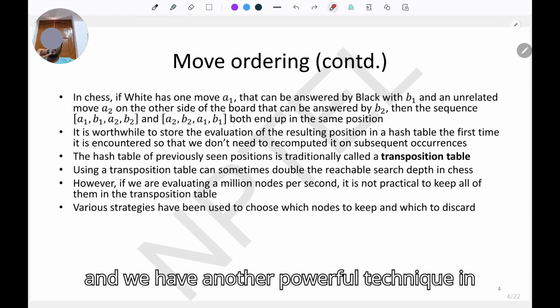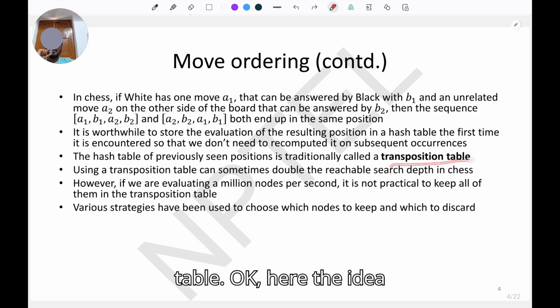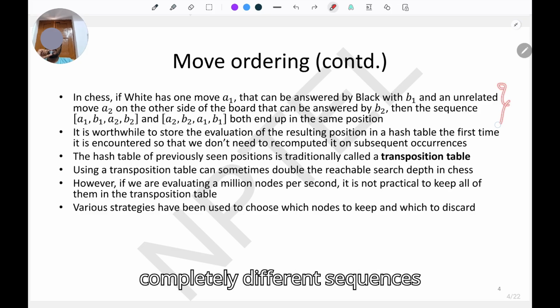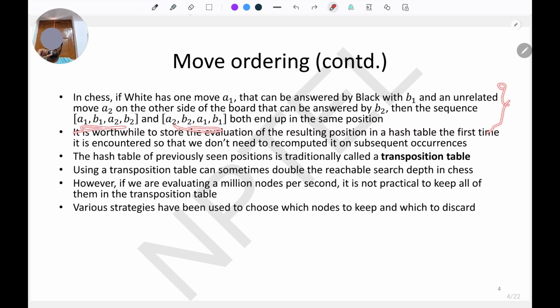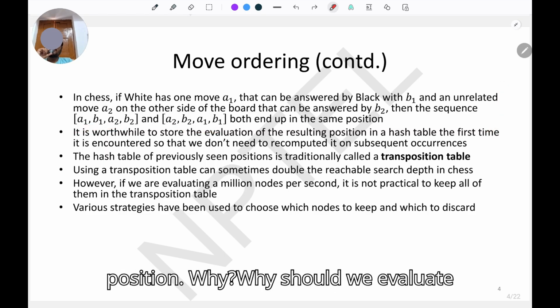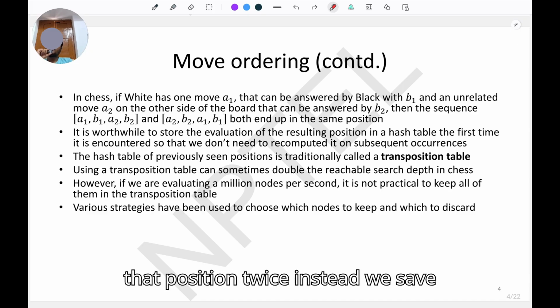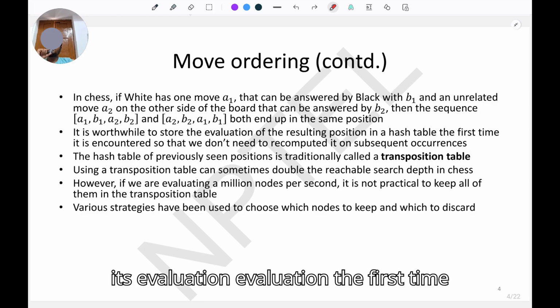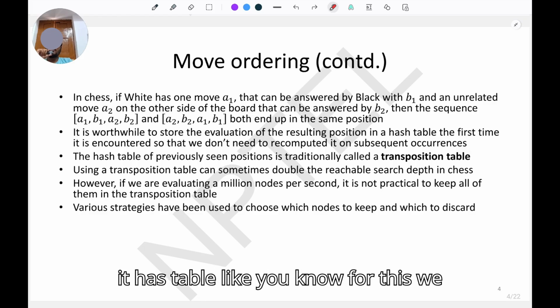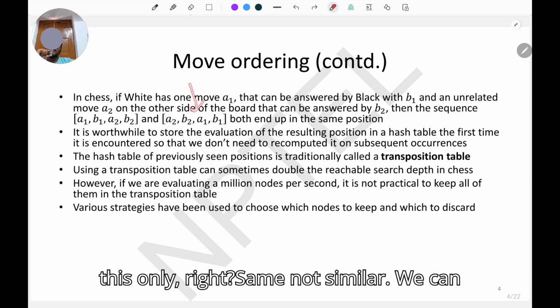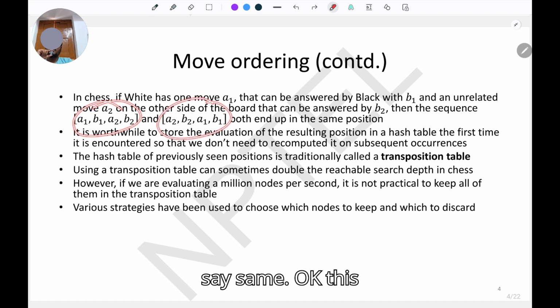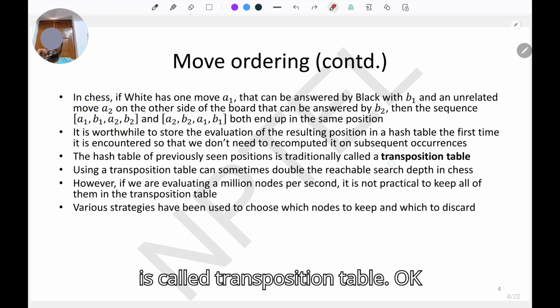We have another powerful technique in games like chess, the transposition table. Here the idea is that sometimes two completely different sequences of moves can lead to the same position. Why should we evaluate that position twice? Instead, we save its evaluation the first time in a hash table. Then it will become the same. This is called a transposition table.